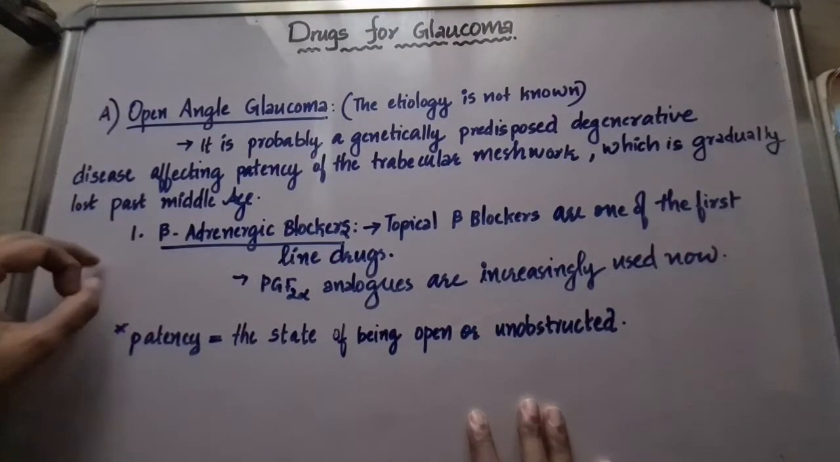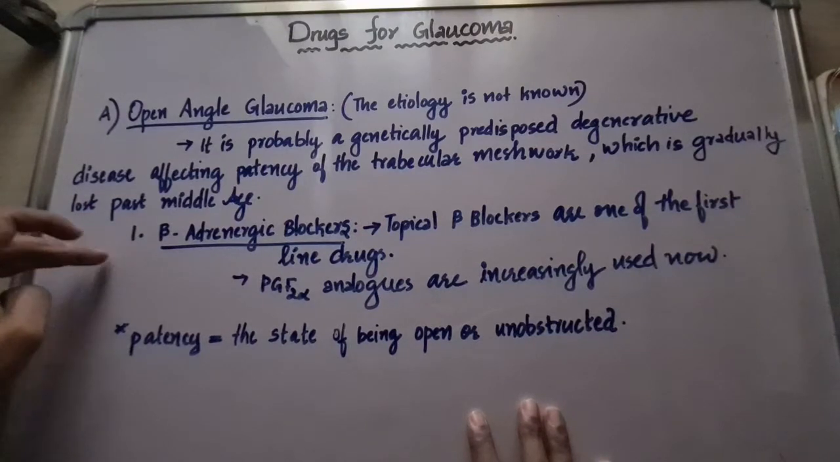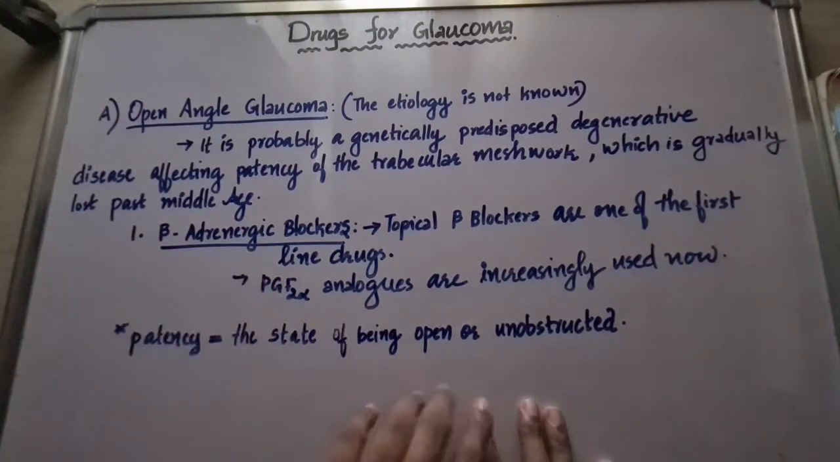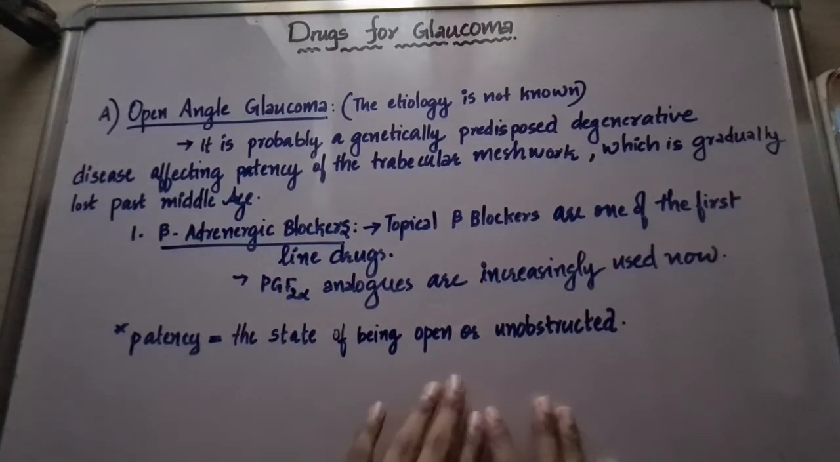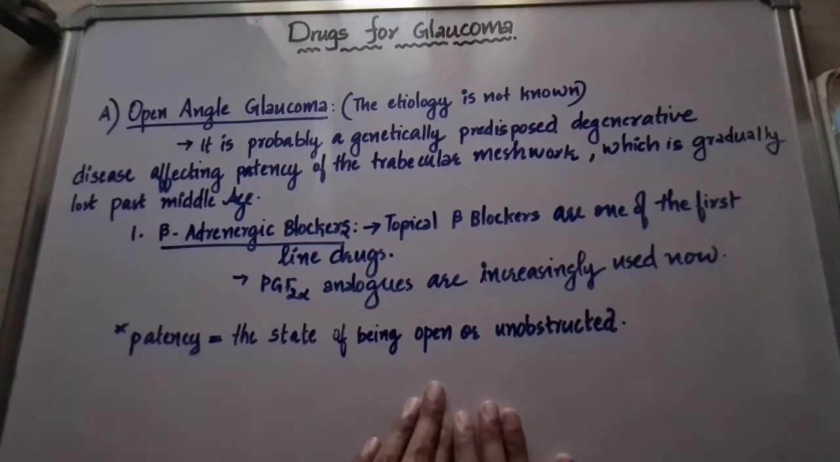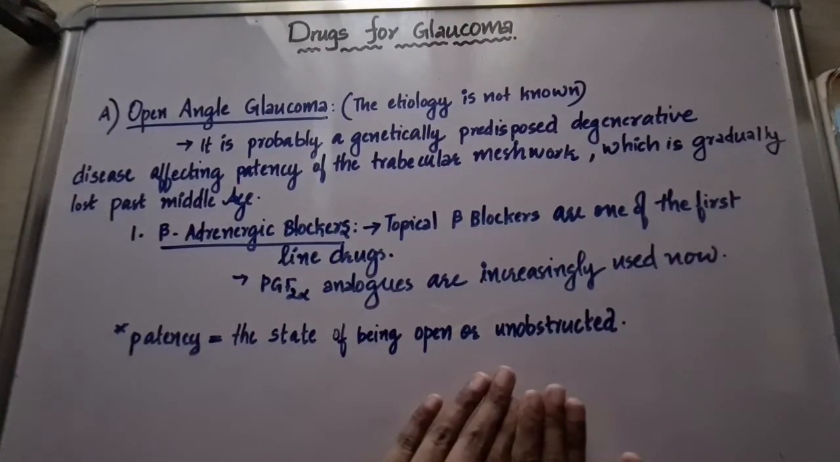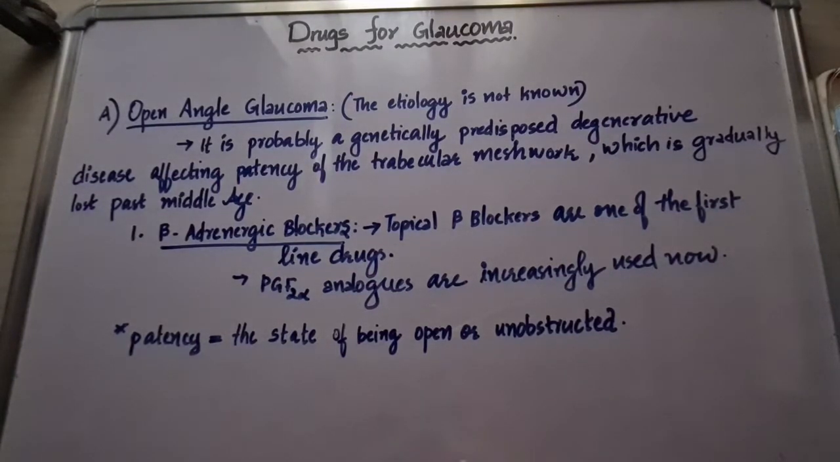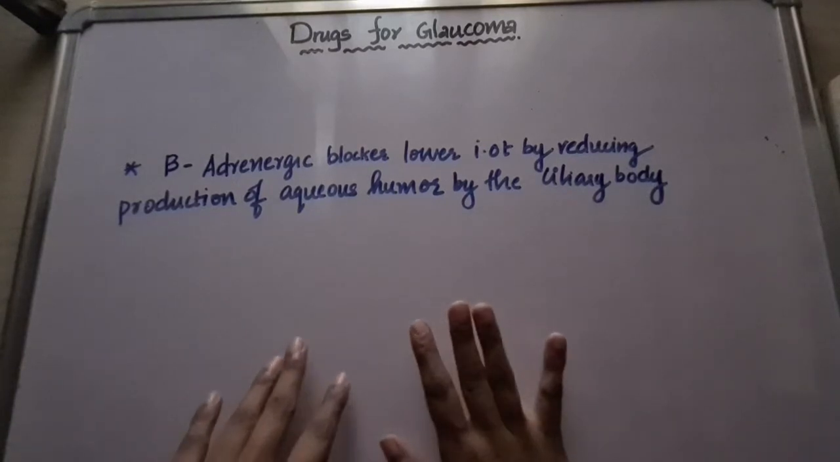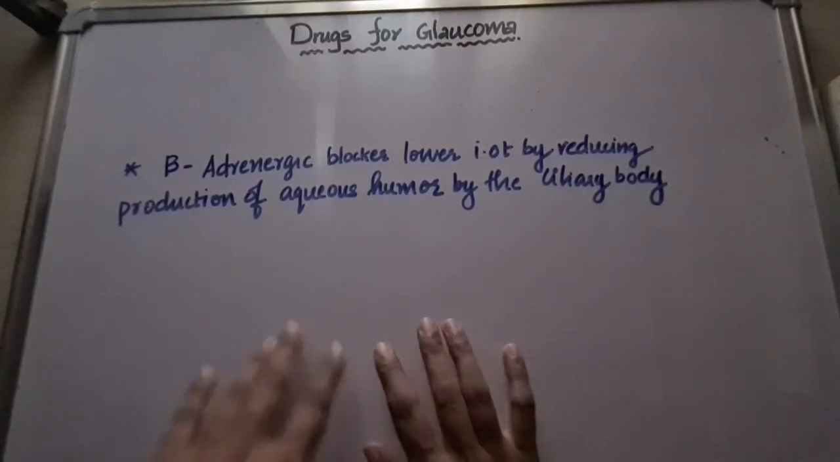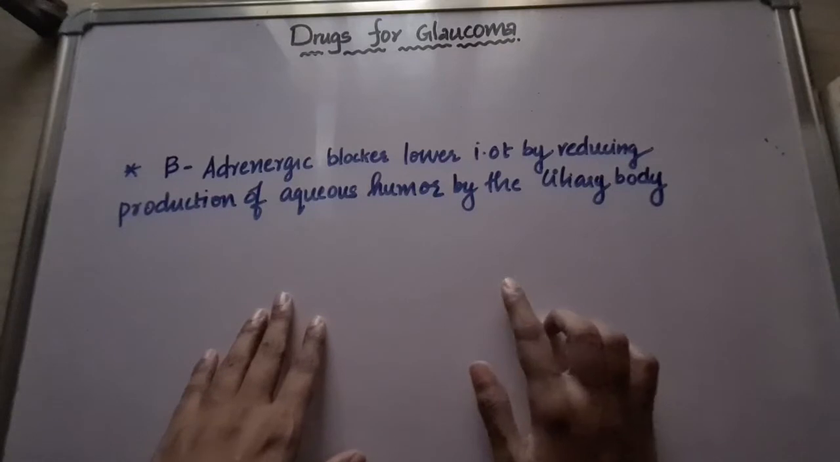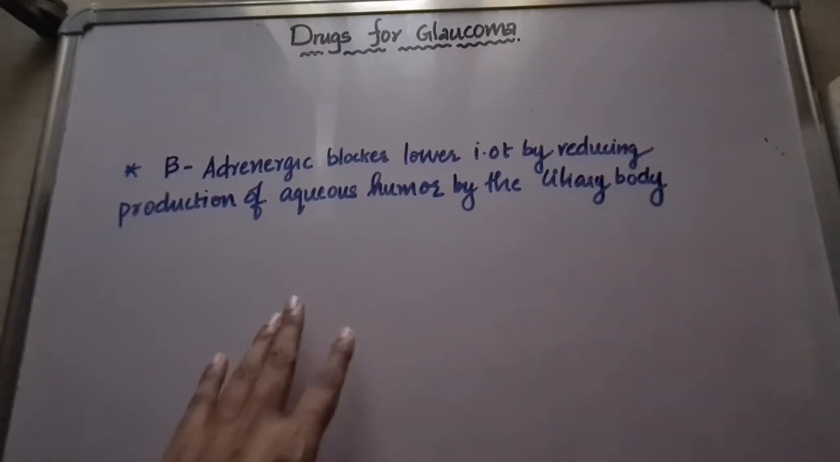Let us see the drugs used to treat open angle glaucoma. First one is beta-adrenergic blockers. Topical beta blockers are one of the first line drugs to treat open angle glaucoma, but nowadays PGF2 alpha analogues are increasingly used. Beta blockers lower intraocular tension by reducing production of aqueous humor by the ciliary body.